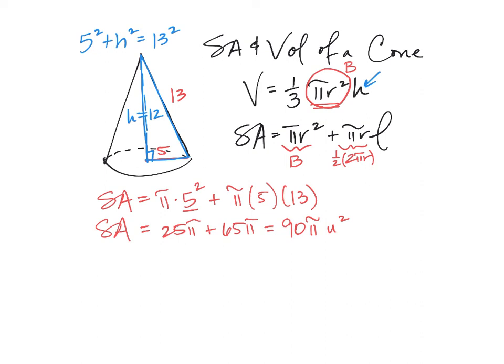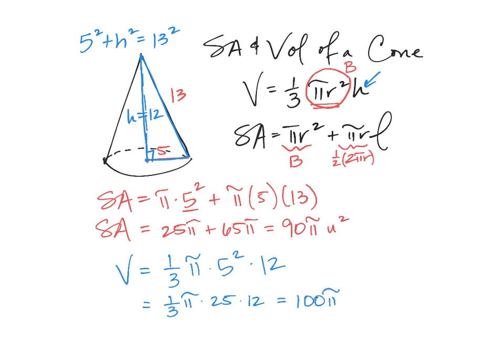So now that I have that information, I can do 1/3 pi times the radius squared, which is still 5, times the height, which is 12. Now, like before, I'm going to simplify this and leave it in terms of pi. So 1/3 times pi times 25 times 12. 1/3 of 12 is 4, times 25 is 100, so I have 100 pi units cubed for my volume.